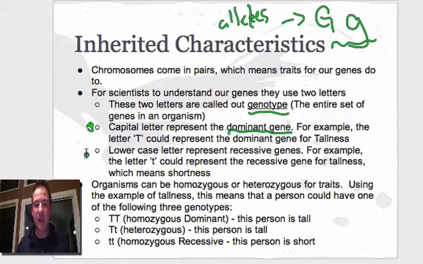But then we have the lowercase letter, which represents the recessive gene. And remember, dominant will prevail over recessive. For example, a smaller t could represent, in the gene of tallness, a short individual. So I don't know, maybe I'm kind of medium sized. I'm 5'9". Am I 5'9"? No, I'm 5'10". I grew. That's right. And then organisms can be either homozygous or heterozygous.